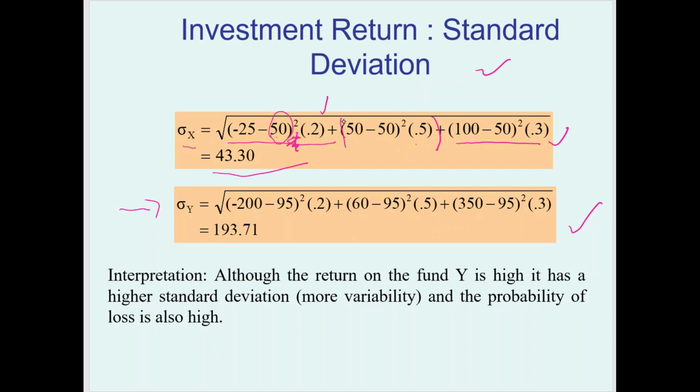Okay, so again, this is your Y1 minus your expectation of your fund Y. And this is the probability of this first event. Okay, and same goes on to the second and the third one. And you should be getting this for the fund Y. Okay, so although the return on the fund Y is high, it has a higher standard deviation, which means more variability, and the probability of loss is also high.